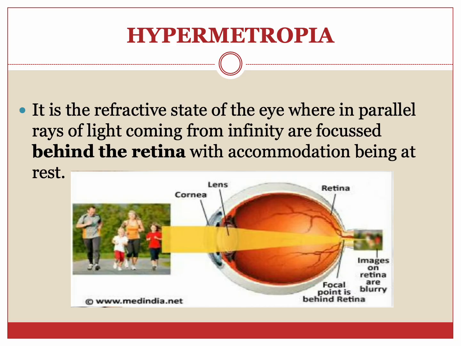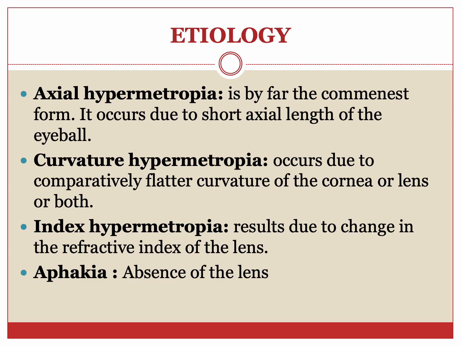Okay. So what are the etiological factors? Same as in myopia, we have axial hypermetropia, curvature hypermetropia, and index hypermetropia. And there is also another factor known as aphakia. So what are these? Axial hypermetropia is by far the commonest form. Why? Because it occurs due to short axial length of the eyeball. The axial length of the eyeball shortens.